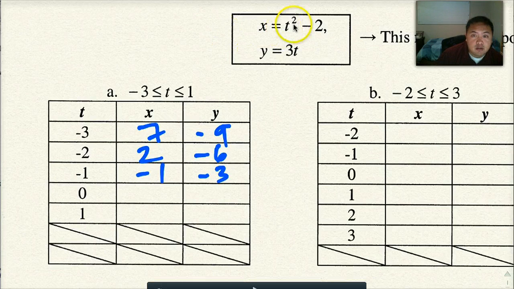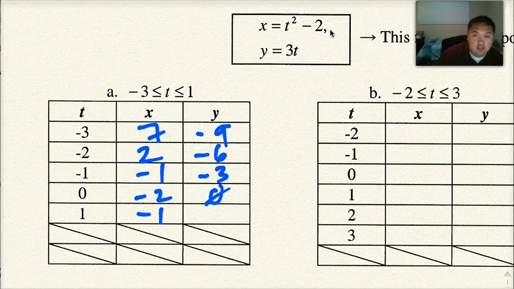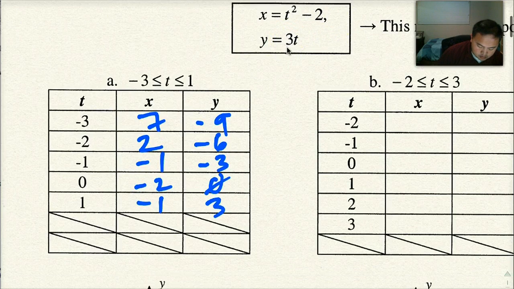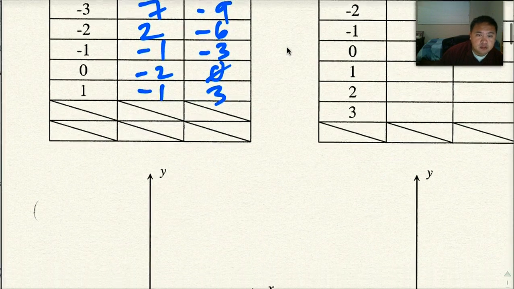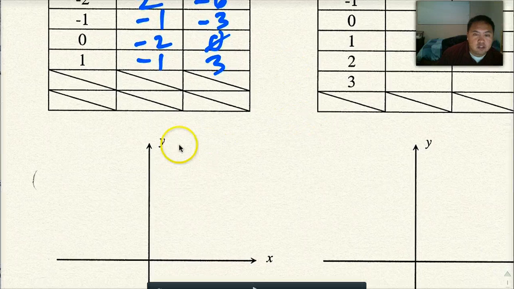If I plug in 0, this disappears. I get a minus 2 or a negative 2. If I plug in 0 into the y coordinate, I get 0. And the last one, if I plug in 1, I get 1 minus 2, which is negative 1. And if I plug in 1 here, I get 3. So what's left now is I use these coordinates to graph. You may notice on the graph, there's no t variable. It's just x and y.